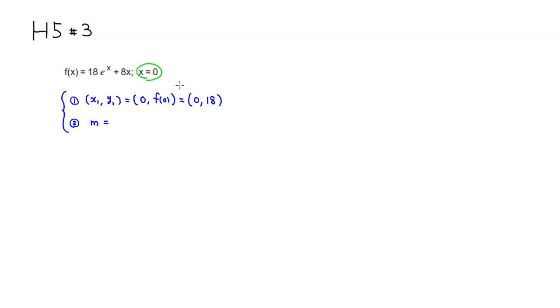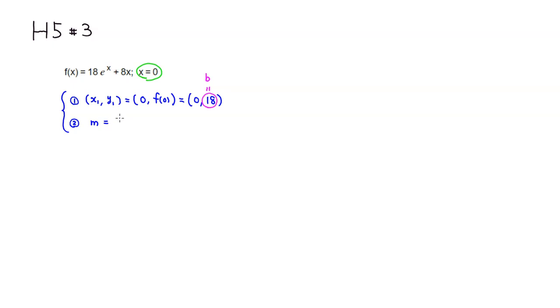This is actually the same thing as the y-intercept, so I'm just going to call this the y-intercept. Since x is 0, 18 is the y-intercept b. So all you need is the slope. Let's find the slope.